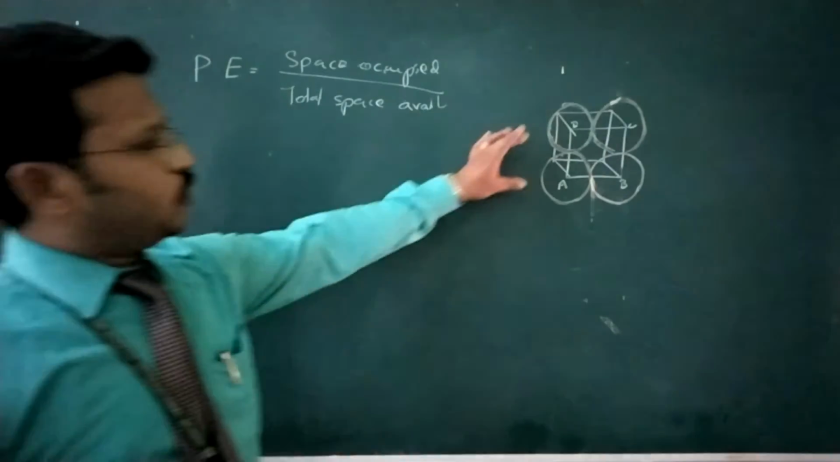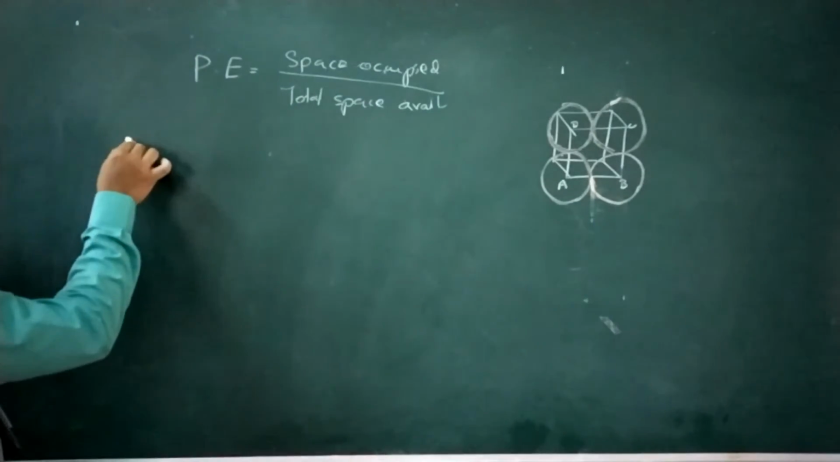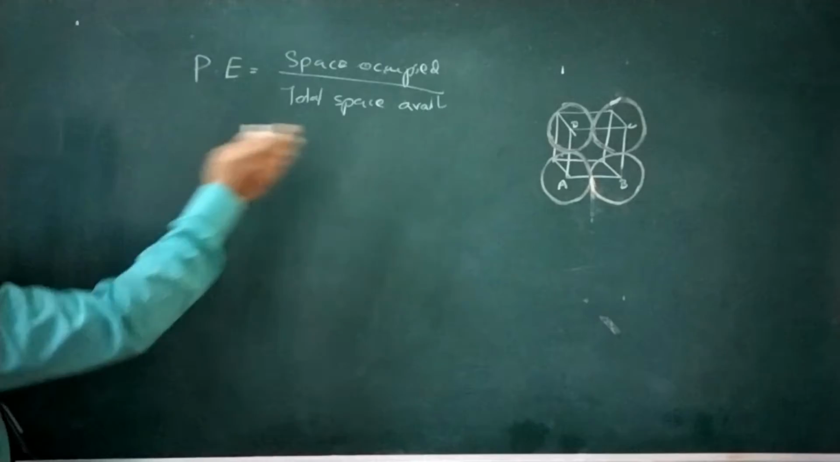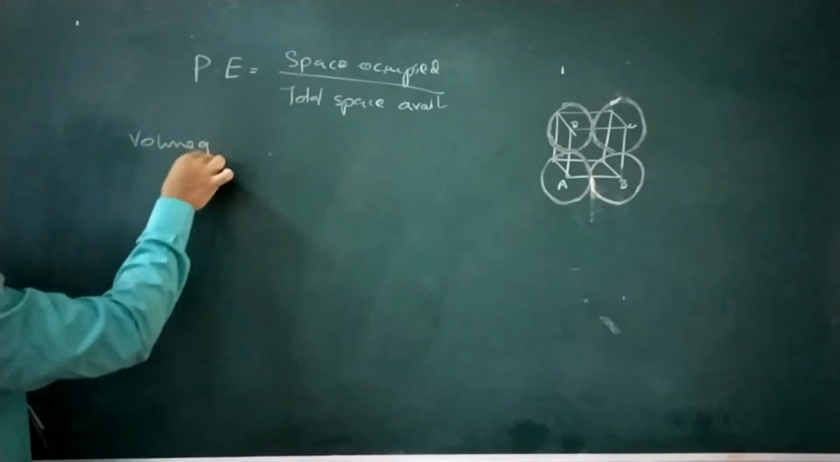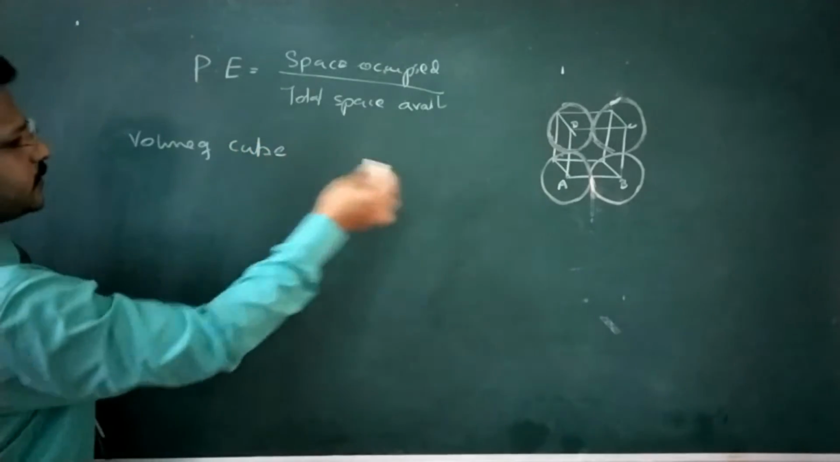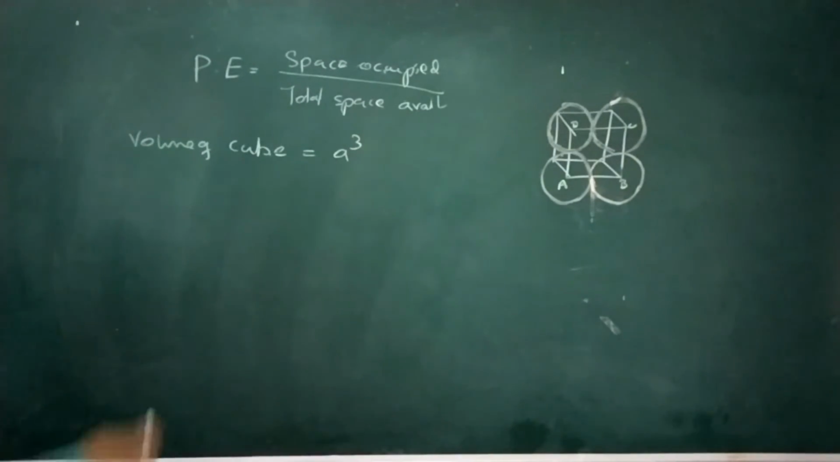Here this is a cube. The total space available will be the volume of the cube. Volume of cube is a into a into a, that is a cube. We know this from earlier classes.